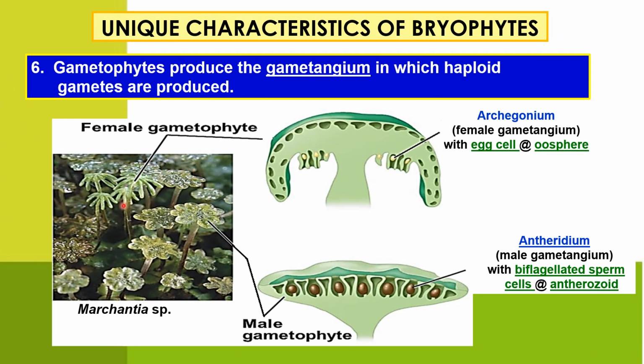Gametophytes can form gametangia, which are multicellular structures that produce gametes and are covered by protective tissue. Female gametangium is called archegonium. Each archegonium produces one egg cell, while male gametangium is called antheridium, and each antheridium produces many sperm cells.